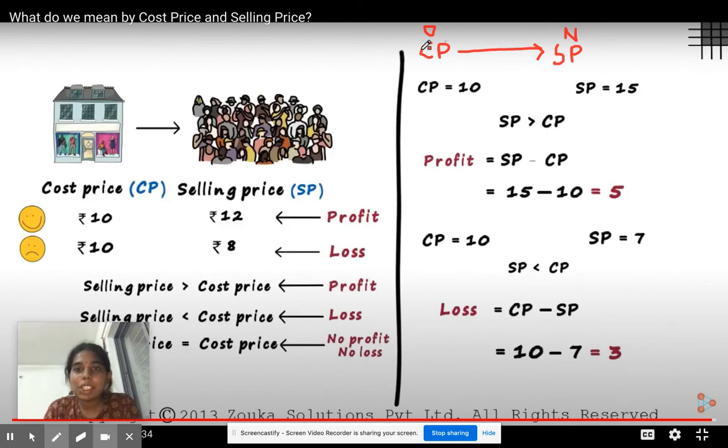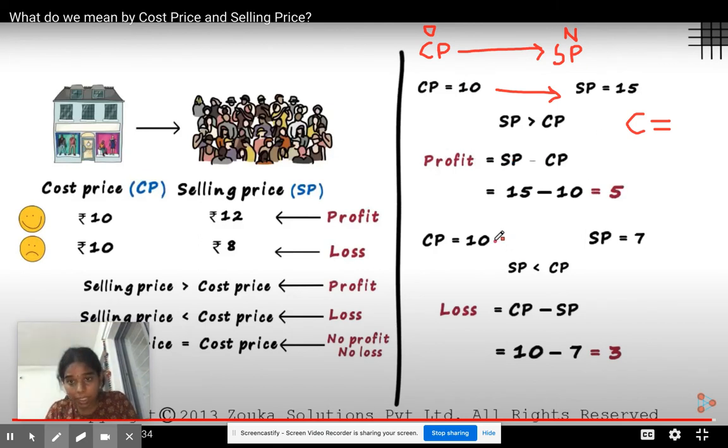So whatever change is happening, that is the profit, right? Remember when I said change is nothing but the difference? We are not going to look at whether I'm subtracting SP minus CP or CP minus SP. I'm just going to look at which of these is bigger and then I'll find the difference, right? So in this particular case, my SP is greater than my CP. So the difference is 5, right? And I can clearly see that it increased. So I will say profit is 5.